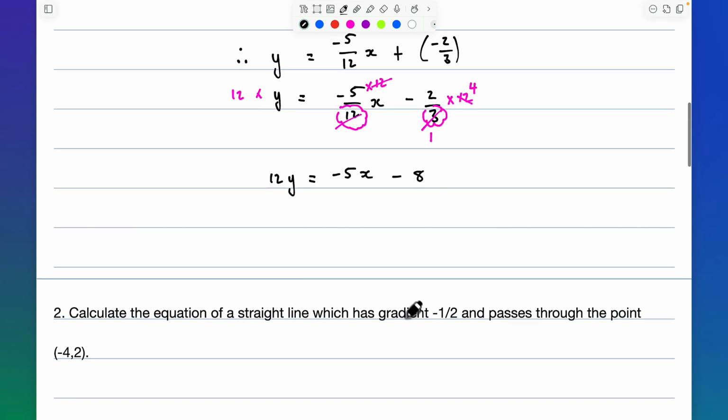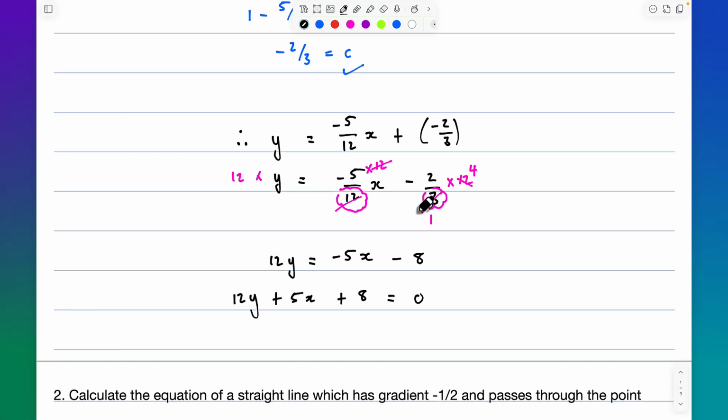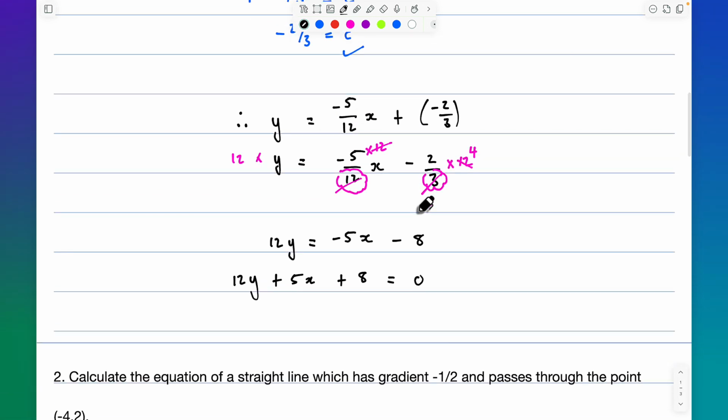All right, so you can write it like this, or you can write it everything on one side. So 12y, I'm going to take this to the other side, which becomes positive 5x. I'm going to take that to that side, which becomes positive 8. That's equal to 0. So you're going to find your equation in different forms like this, right? So maybe they've prettified it like we've done here.